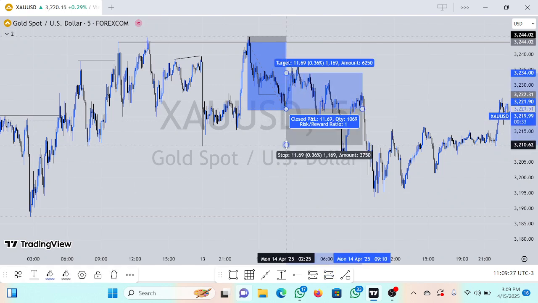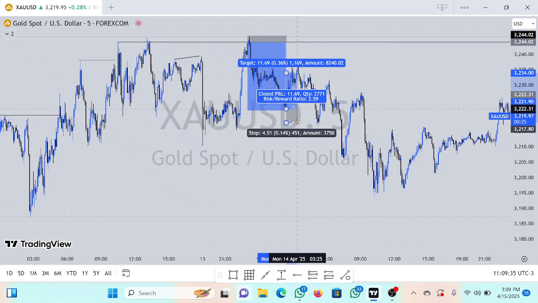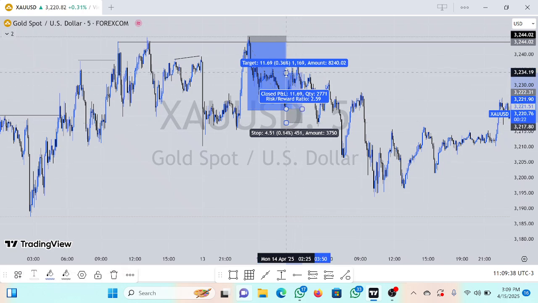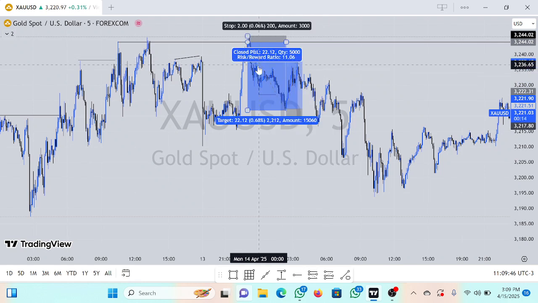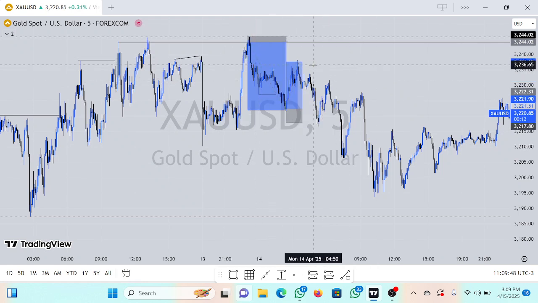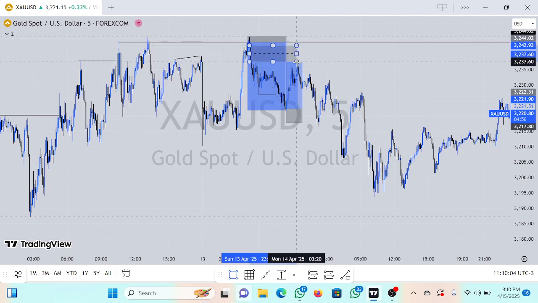From here, for your next opportunity, you put your SL below this zone. Where should your TP be? Your TP should be the nearest liquidity zone or the rejection zone. This is our nearest liquidity zone, or you can use this inducement zone. After the inducement, the next POI was this fair value gap here. So how do we take another opportunity? We take another opportunity at this fair value gap, from here to this place.